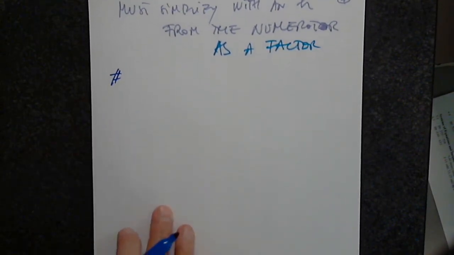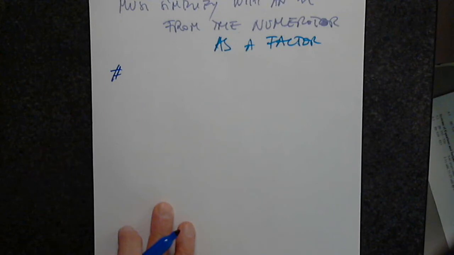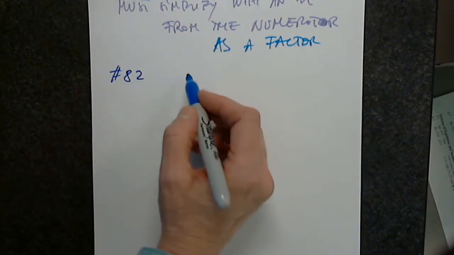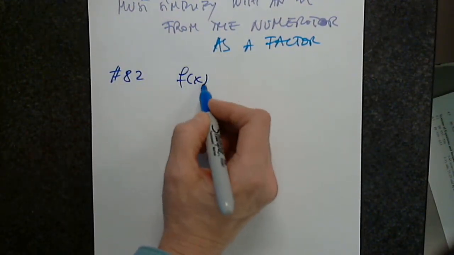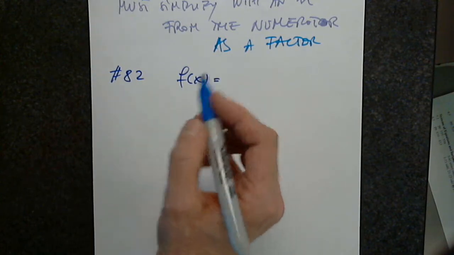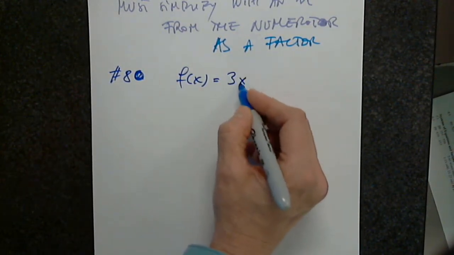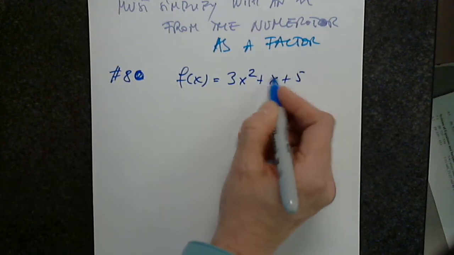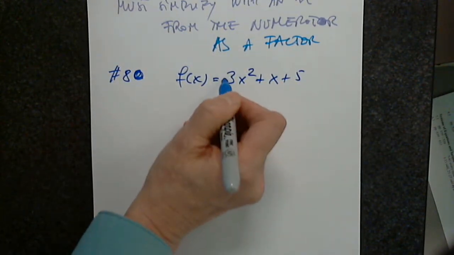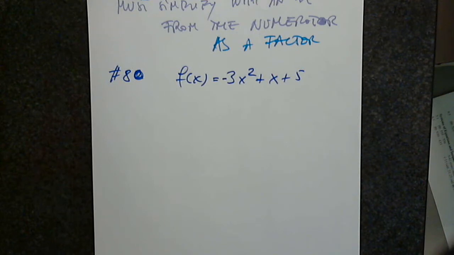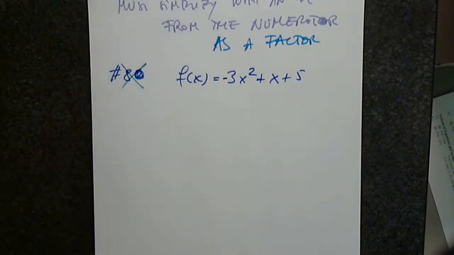Would you like to choose, or do you want me to choose? You can choose. Okay, let's say 82. So we have f of x, maybe better 80: 3x squared plus x plus 5. I'm going to change it to negative 3x squared plus x plus 5. So it's not 80 anymore. We just made one up.